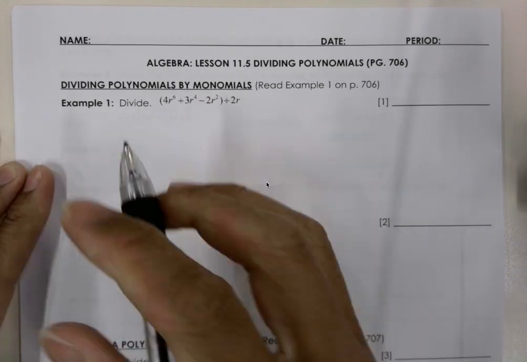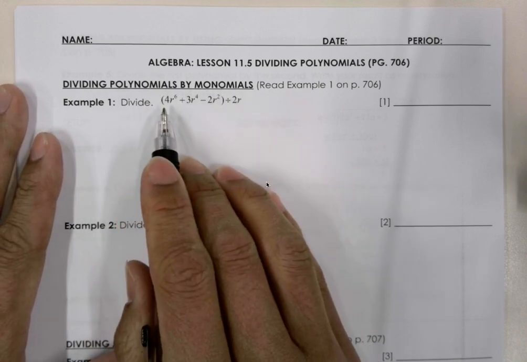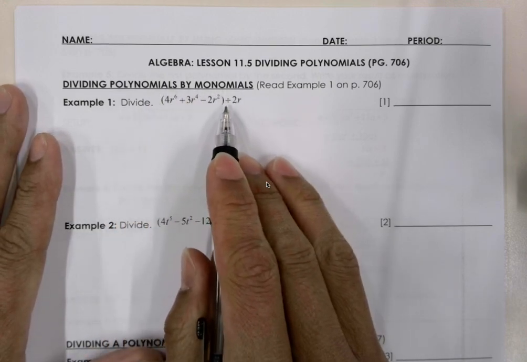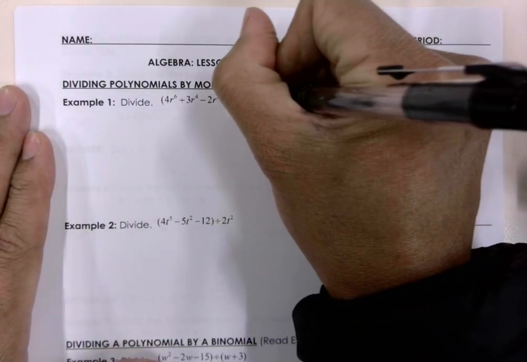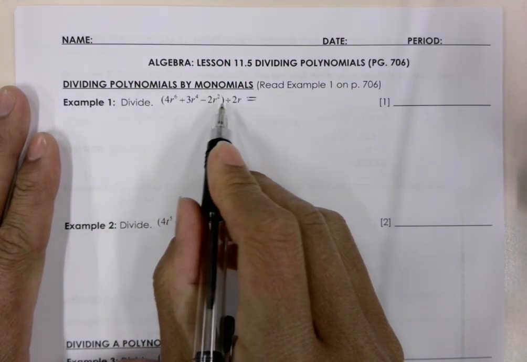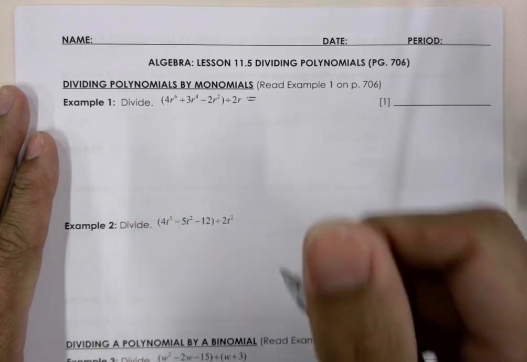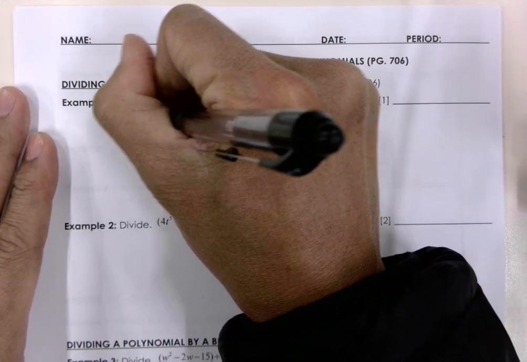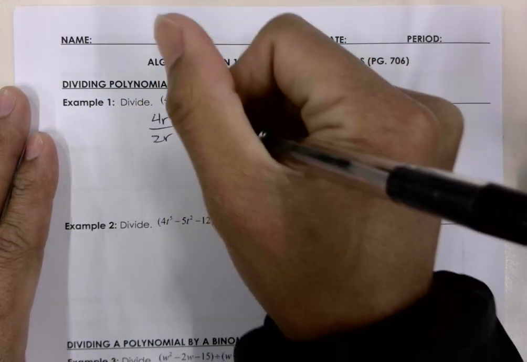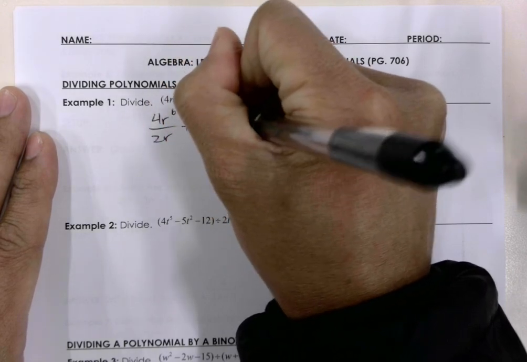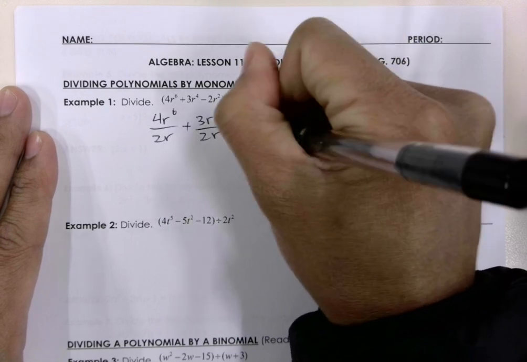Dividing polynomials. First, we're going to start out by dividing polynomials by monomials. So here we have our polynomial, and we are dividing by the monomial 2r. The way that we figure this out is we are going to put each term in the polynomial over the monomial. So we're going to do 4r to the 6 over 2r, and we're going to do 3r to the 4 over 2r, and minus 2r squared over 2r.